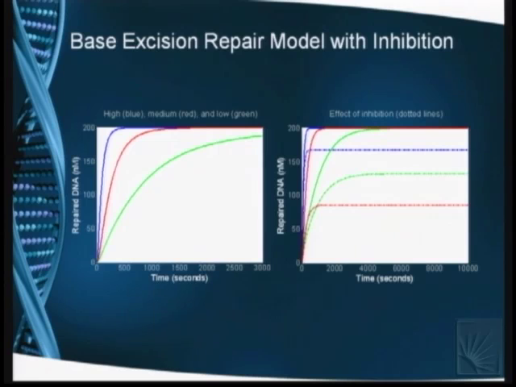And here you see the effect of inhibition. The dotted lines are actually the inhibited base excision repair output. And this is the high, blue corresponds to the highly efficient BER, red is the medium efficient BER, and green is the least efficient BER.